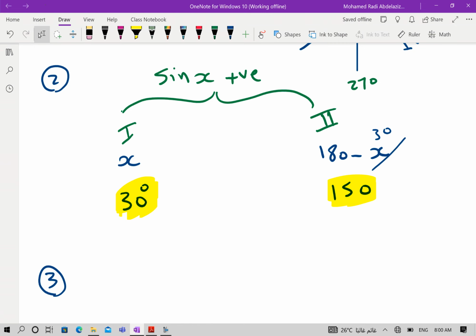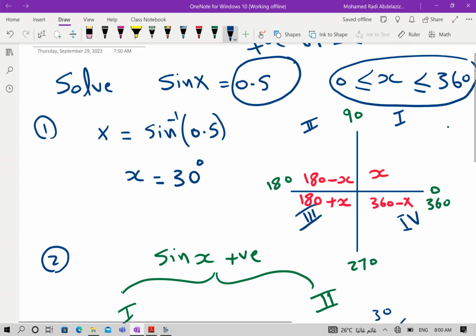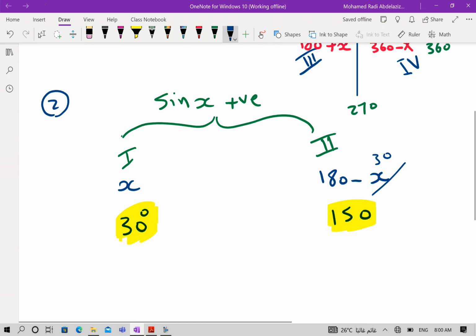Try to get the equivalent angles. How? By adding 360 to the solution. If it still lies in the same range, accept it. If it is out of the range, reject it. For this simple equation in the range 0 to 360, the solutions will only be 30 and 150.